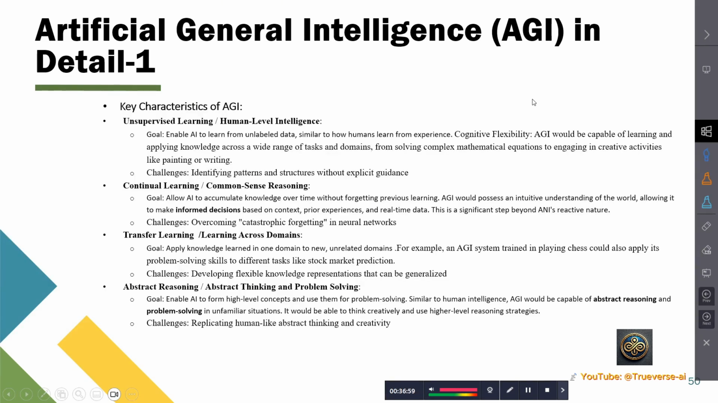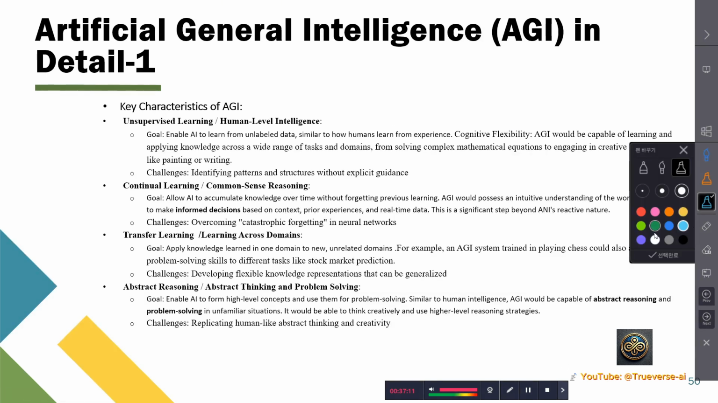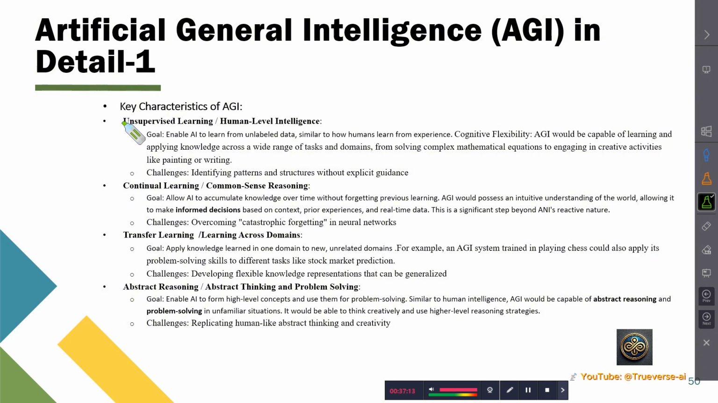So AGI refers to a system with human-level intelligence. Some characteristics of that: let's look at those characteristics. That is unsupervised learning and human-level intelligence.